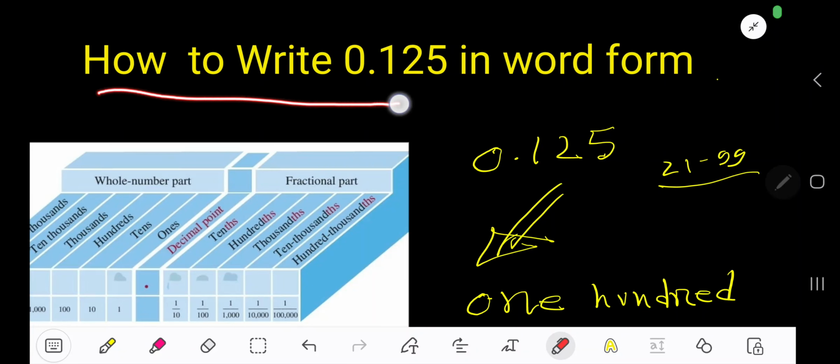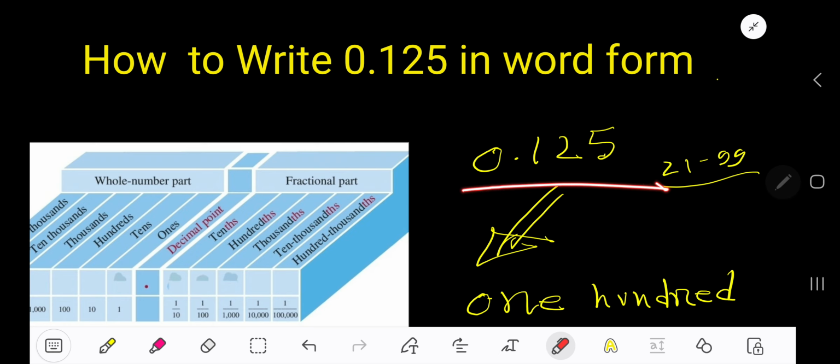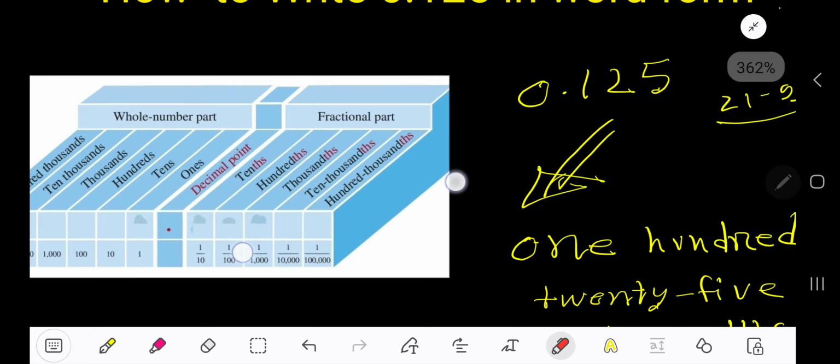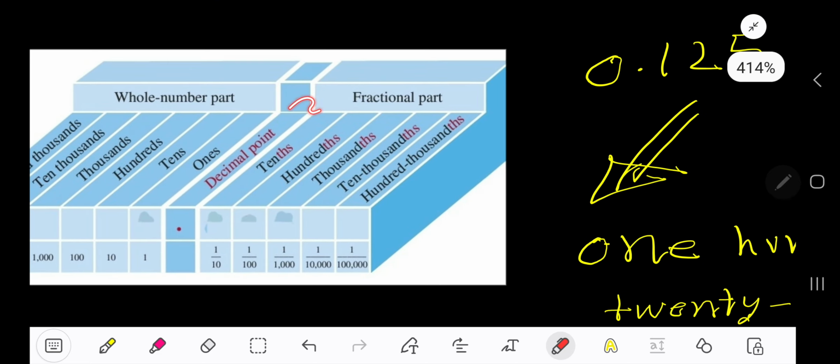How to write 0.125 in word form? Look, this is a decimal number, right? The whole number part is 0. The fractional part is 0.125. Okay. This is a decimal point.